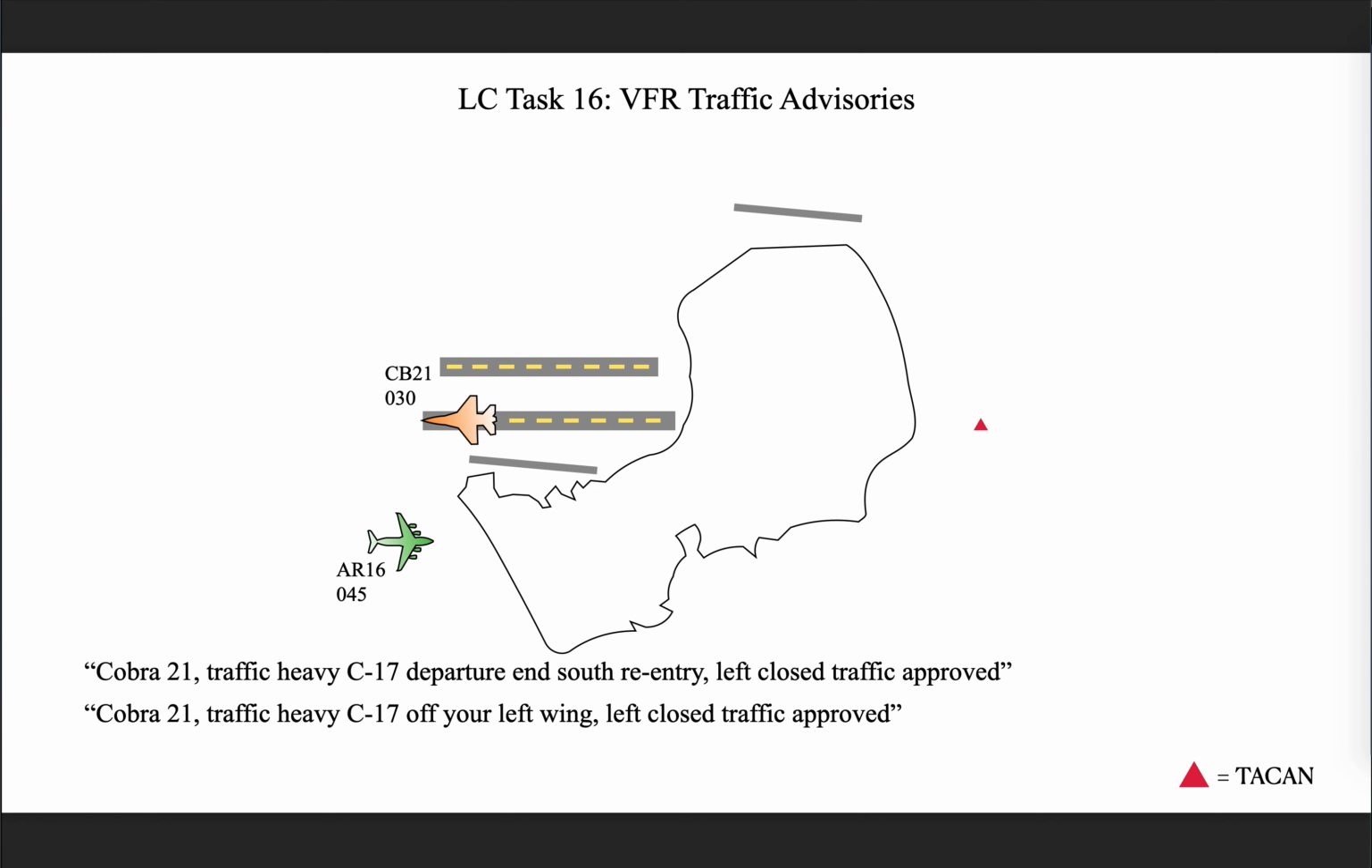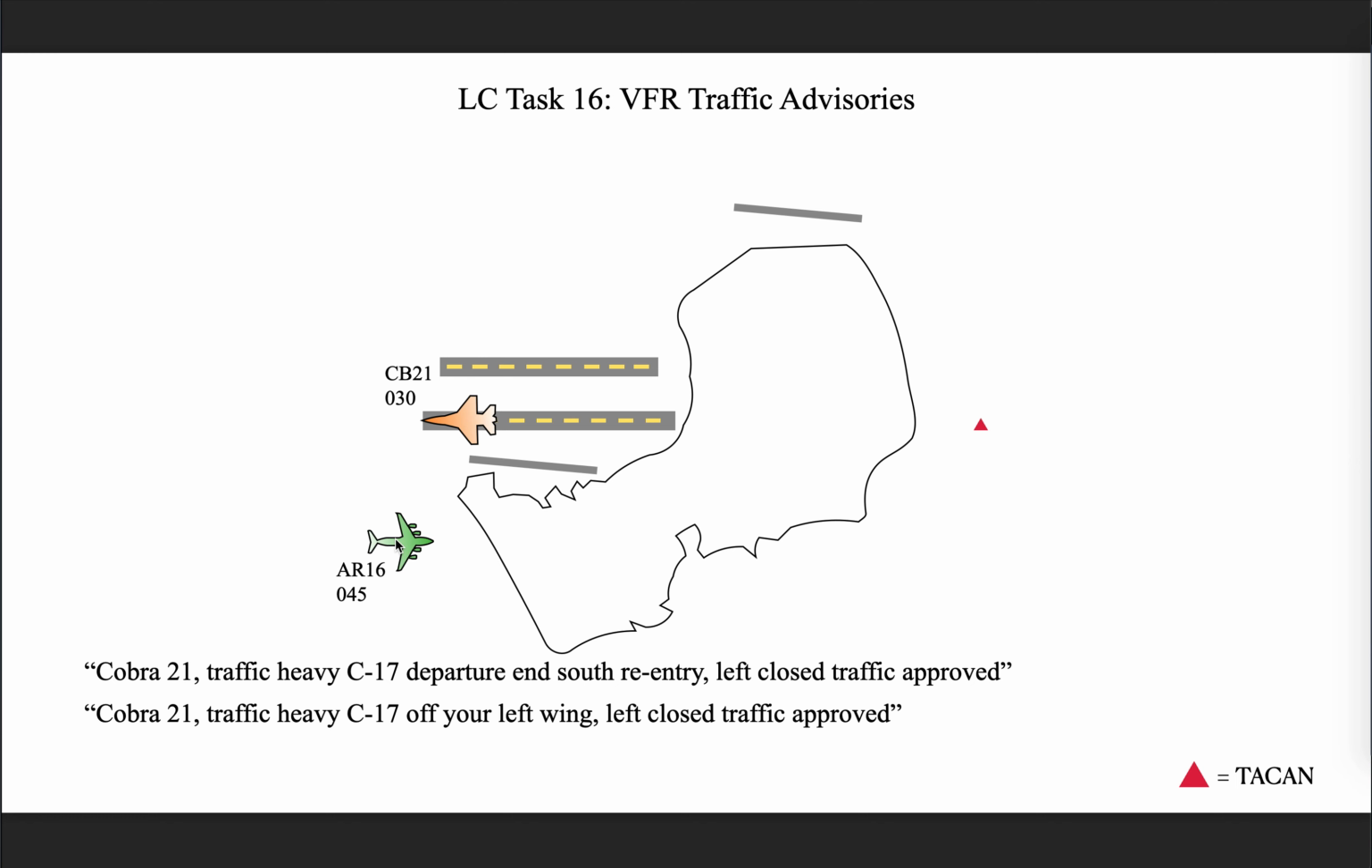For VFR traffic advisories, this is just an example. You might have Cobra 2-1 on the go for runway 23 left, and then you have Aris 16 Heavy on a south reentry in the departure end. That traffic call is going to be Cobra 2-1, traffic Heavy C-17, departure and south reentry, left close traffic approved. Again, you're going to give that traffic first, because as soon as you say close traffic approved, he may come back and ask, tower, what's the C-17 doing? Which means he may alter his course on departure, if he feels uncomfortable at all.